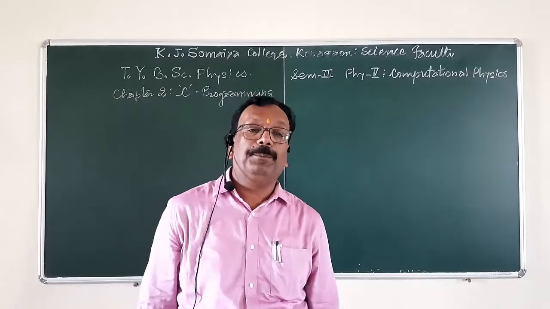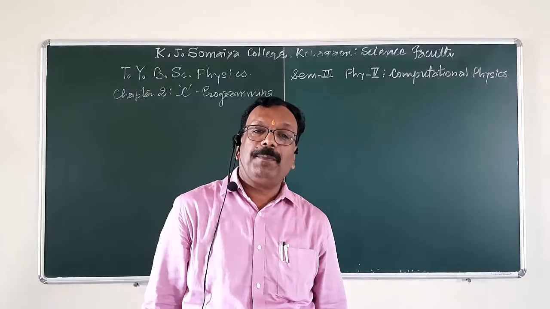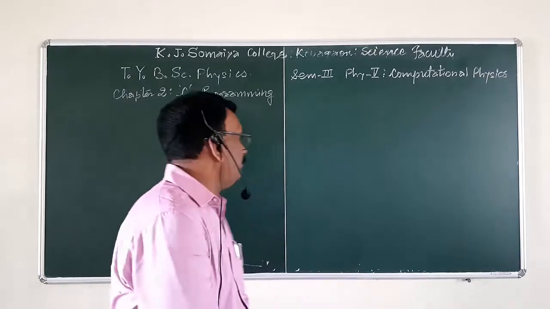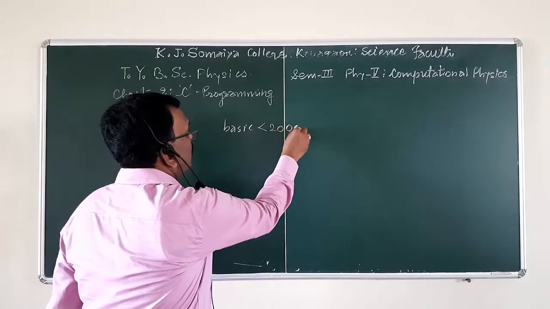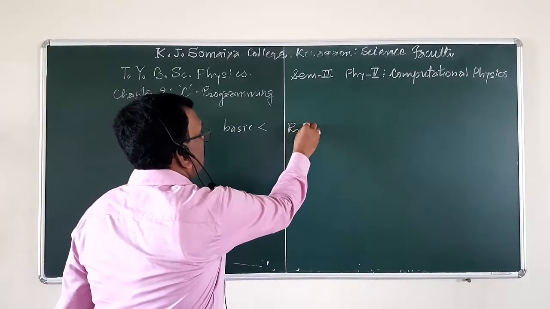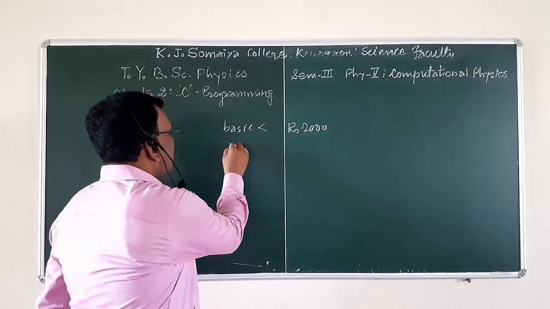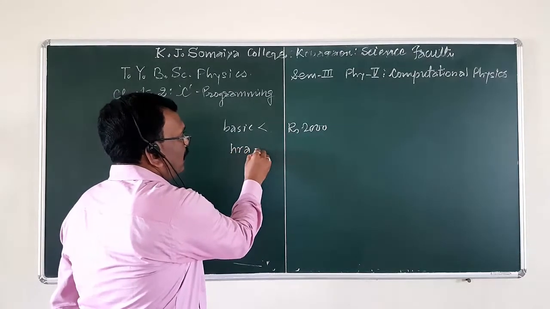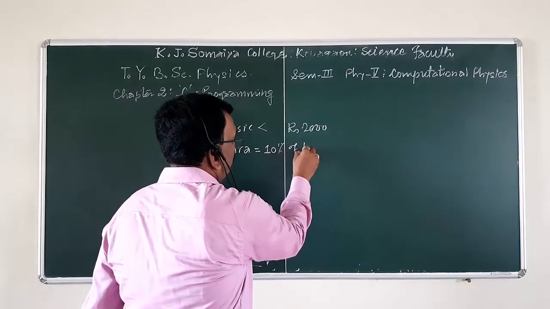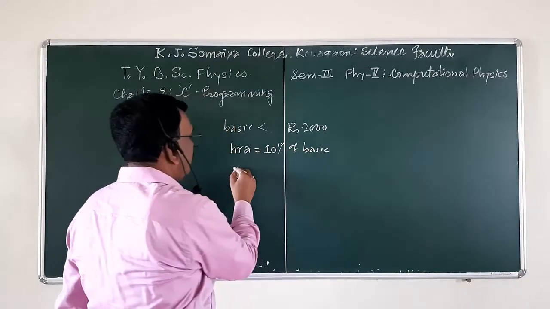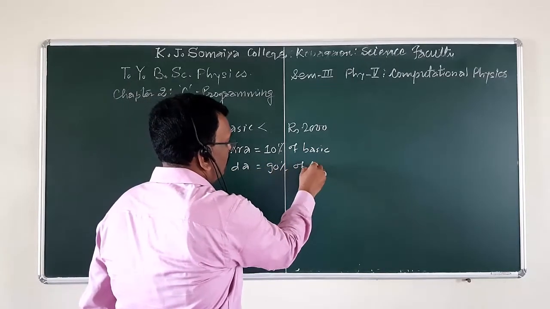Suppose in a company an employee is paid as a payment: if basic is less than 2000, basic is less than rupees 2000, then HRA is 10% of basic and DA is 90% of basic.